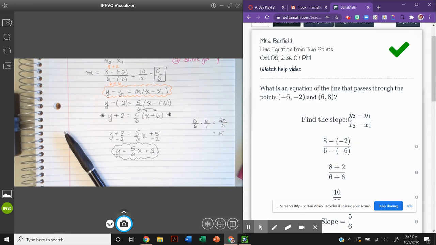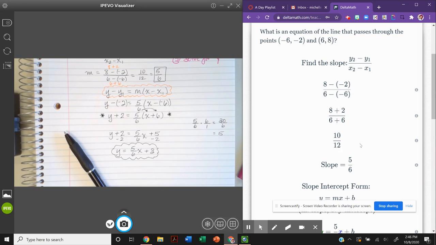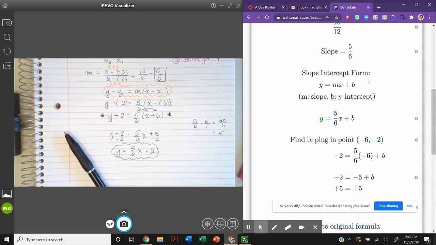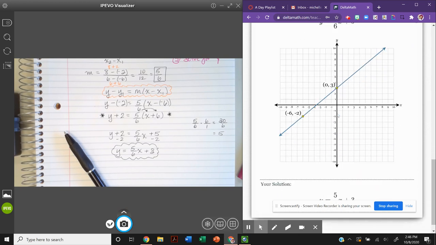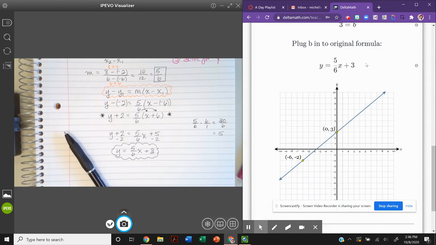You can see the same thing here. Y2 minus y1, there's my slope. Now this is where it's different. He uses slope-intercept form. This is not the approach I want you to take. There's more steps involved. And then here it is as a picture. And then you can see my final answer here and my final answer here.